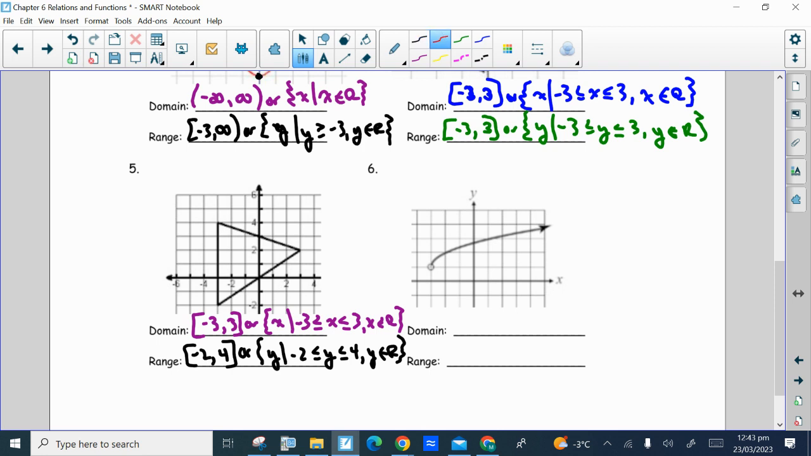Number 6, notice the open dot on the starting point, which means that that point is not included. So write down what you think the domain and range of that is, and then we'll check it. Open dot at the starting point, remember, means that point is not included.